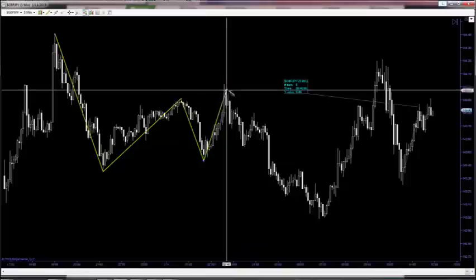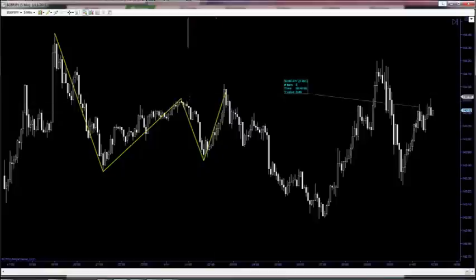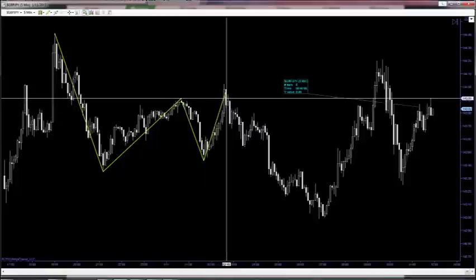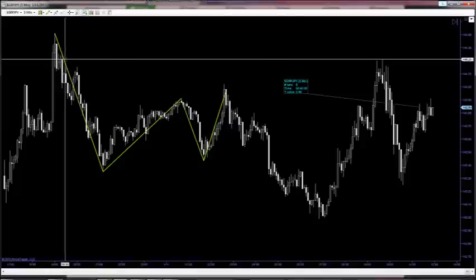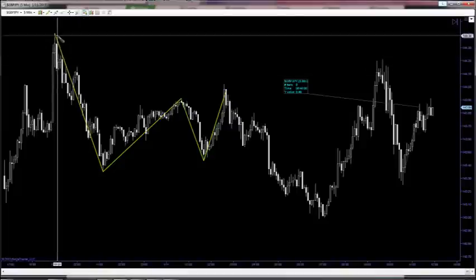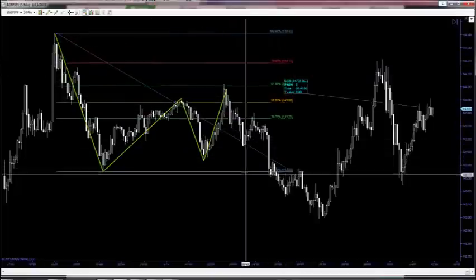And that got broken with this right here. But in the grand scheme of things, what does this mean? Do we have a pattern? Do we not have a pattern? How do we look at this? Well, at the very least, we have to draw this retracement level here and see what price does.